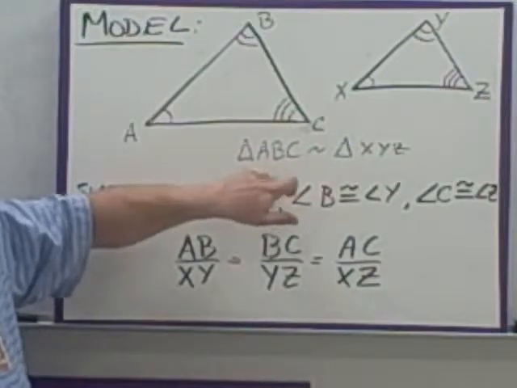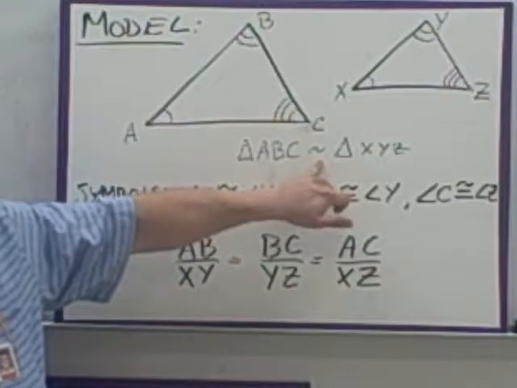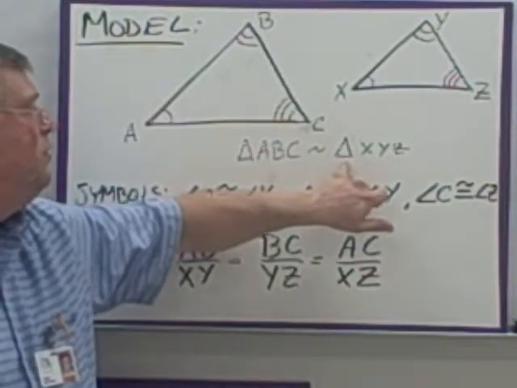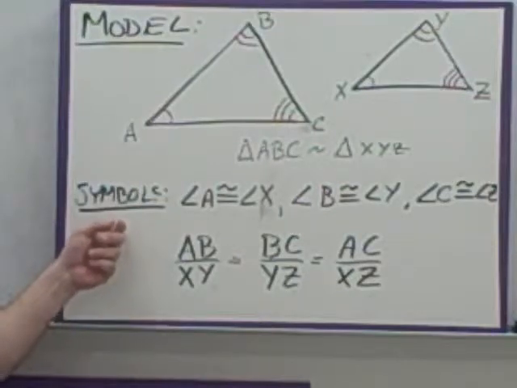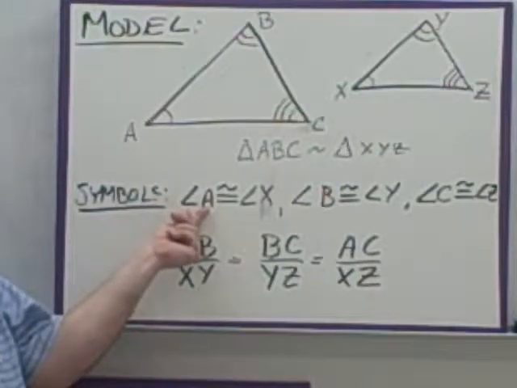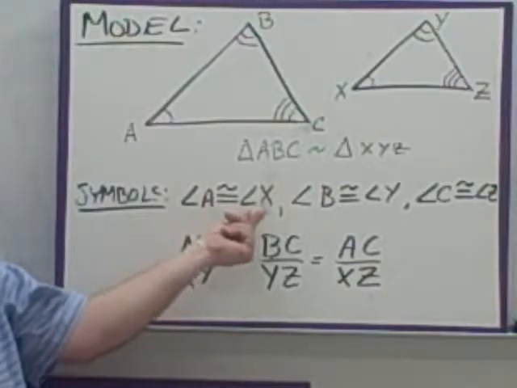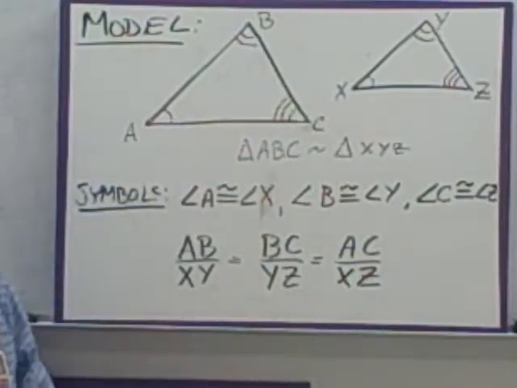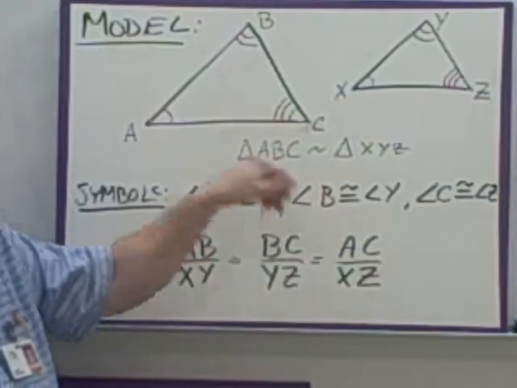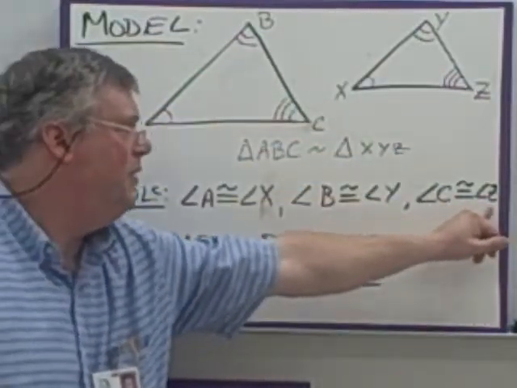And to show that they're similar, they would write triangle ABC is similar, that single squiggle line means similar, to triangle XYZ. In symbols, this would be written as angle A is congruent to angle X. This equal sign with the little squiggle on top stands for is congruent to. Angle A, congruent to angle X. Angle B, congruent to angle Y. Angle C, congruent to angle Z.